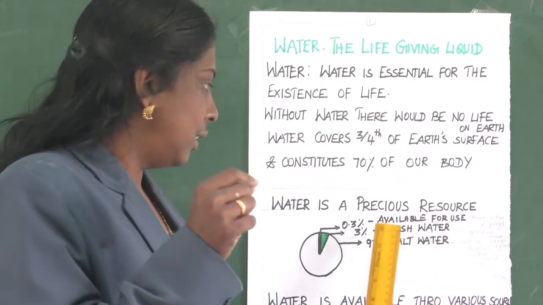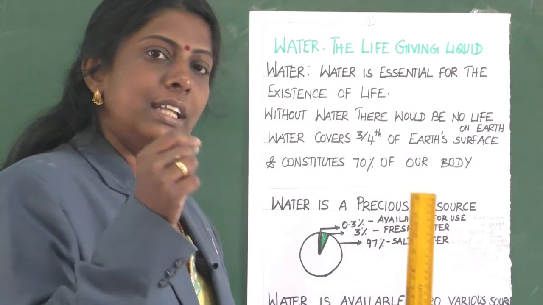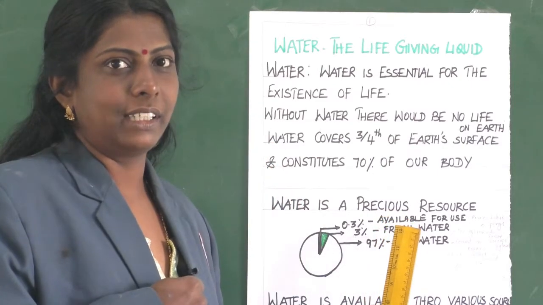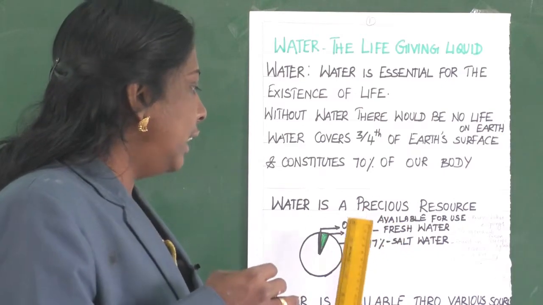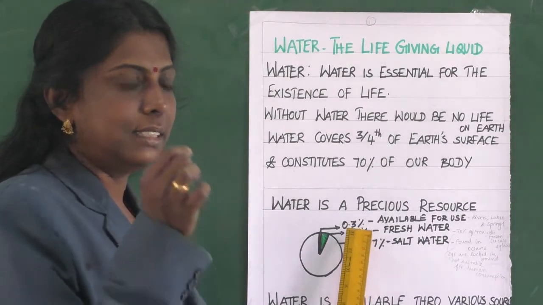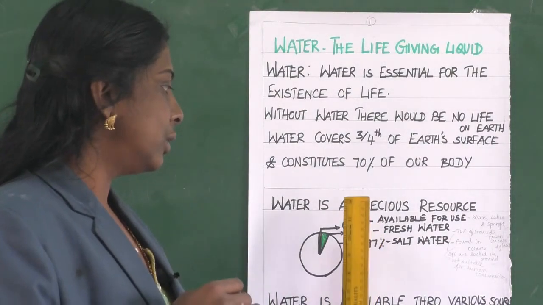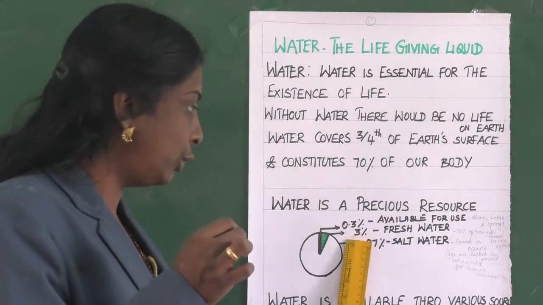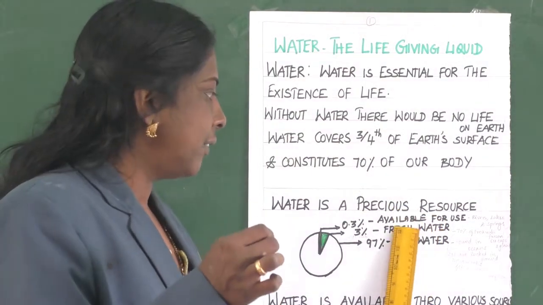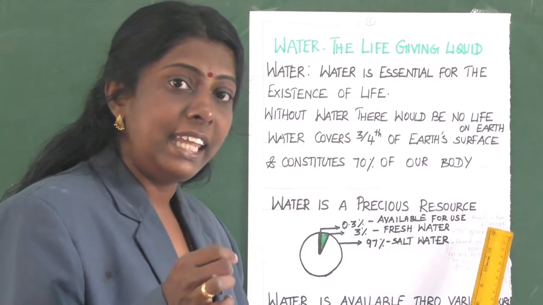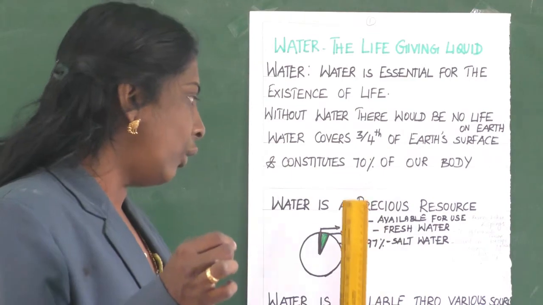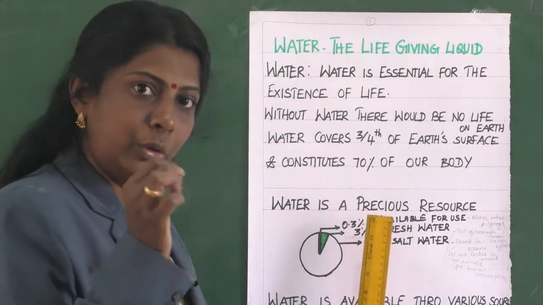70% of this fresh water is frozen. It's available in the form of ice caps or glaciers and all. Clear? Then the left out, at the most, it will be 0.3%. So this 0.3% of fresh water is available for our use. It is available in the form of rivers, lakes and springs. So only 0.3% of water is available for our usage.